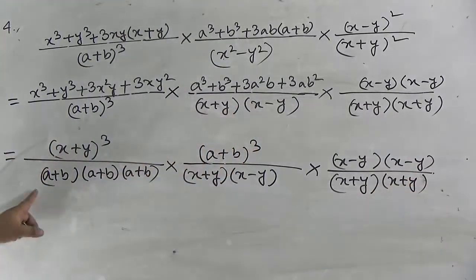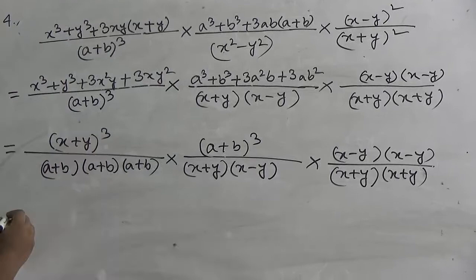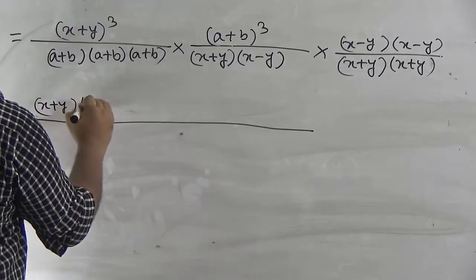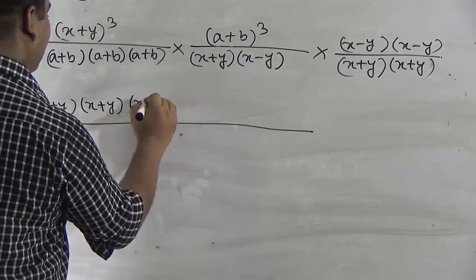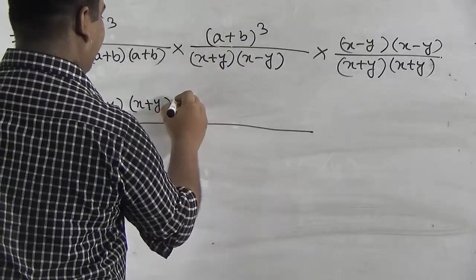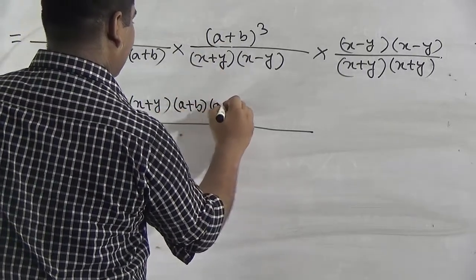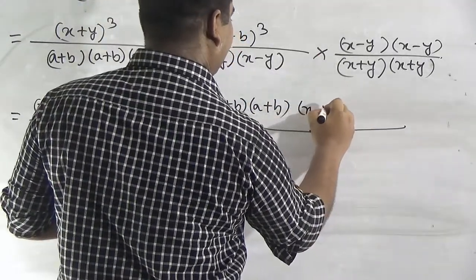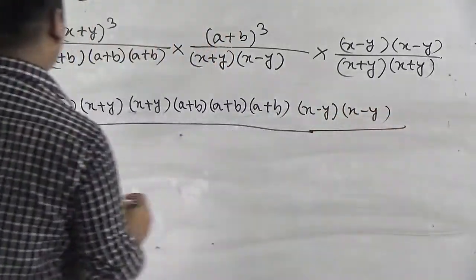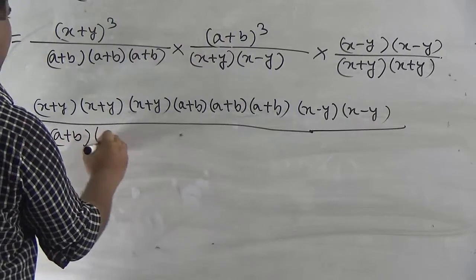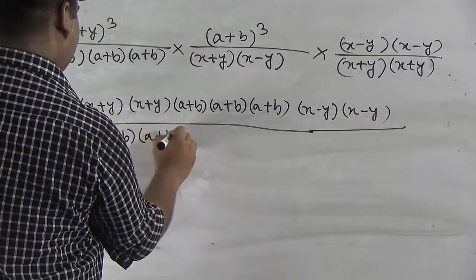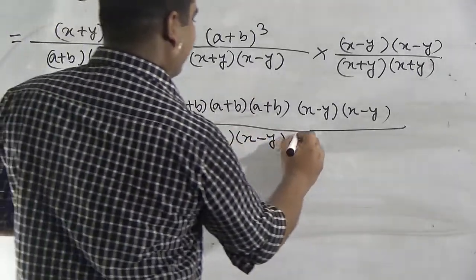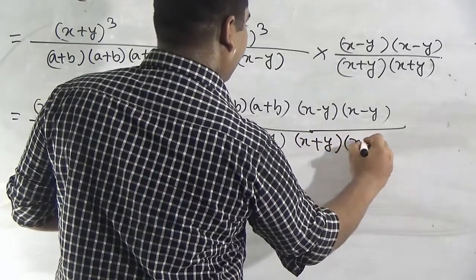Now we multiply numerator with numerator and denominator with denominator. So it can be written as (x + y)(x + y)(x + y) and also (a + b)(a + b)(a + b), and this fraction is (x − y)(x − y), and it can be written as (a + b)(a + b)(a + b), and this over (x + y)(x − y)(x + y)(x + y).